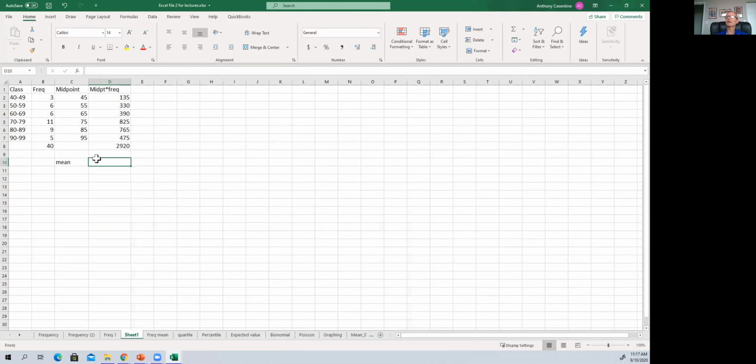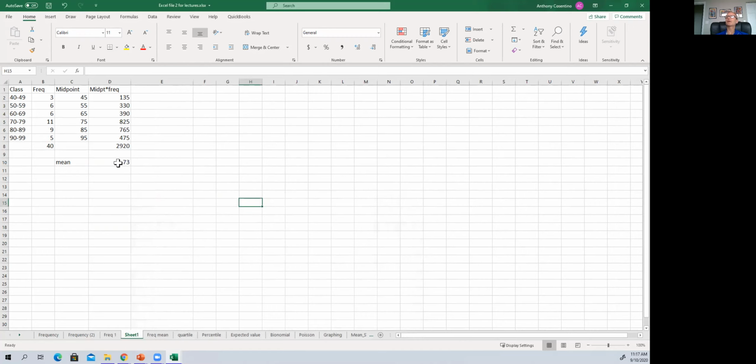Why did I erase that? I have no idea. So now to continue this, we know that our mean is 73. The first thing we want to do is the midpoint minus the mean. So we would take 45 and subtract 73, and that would give us minus 28.